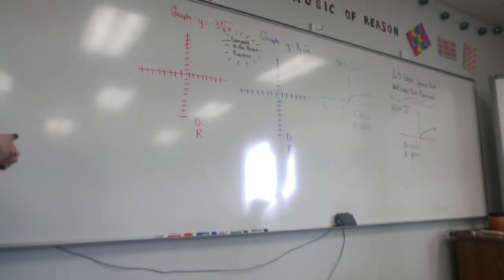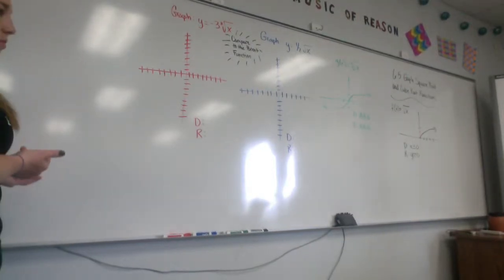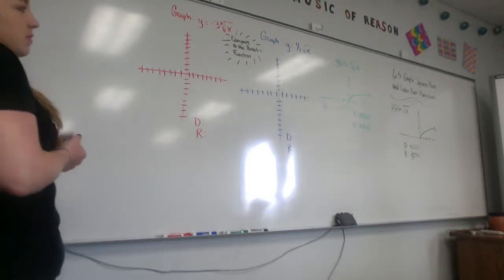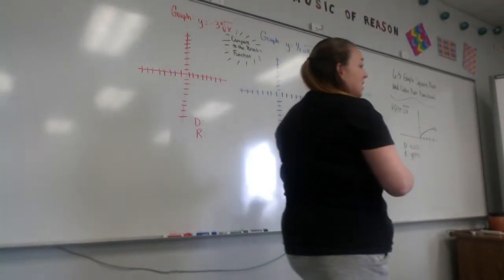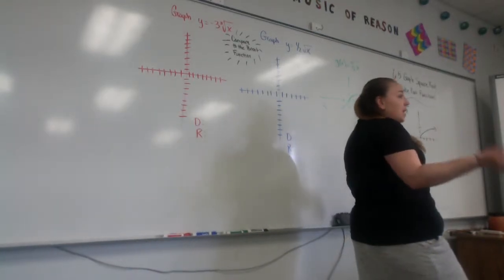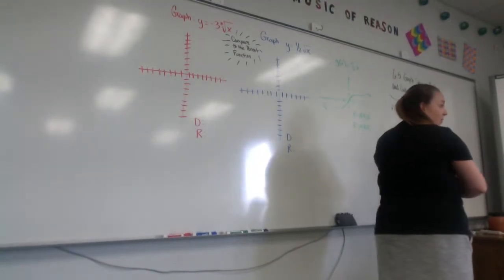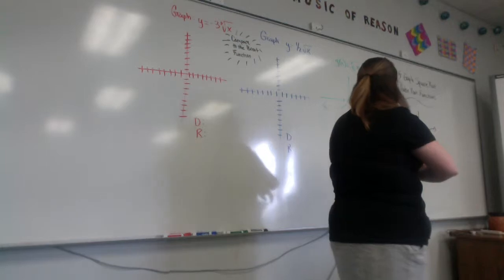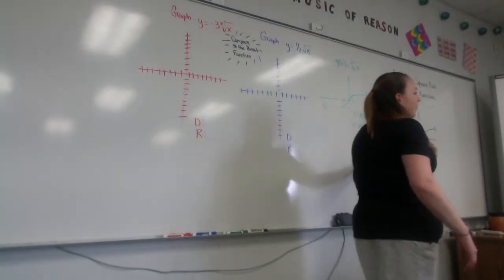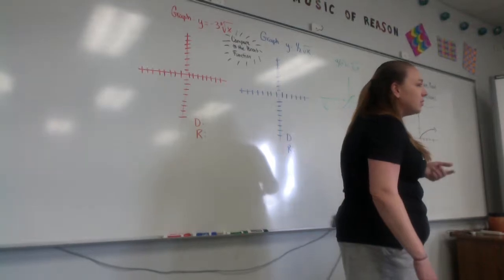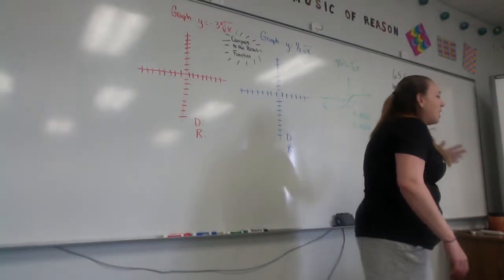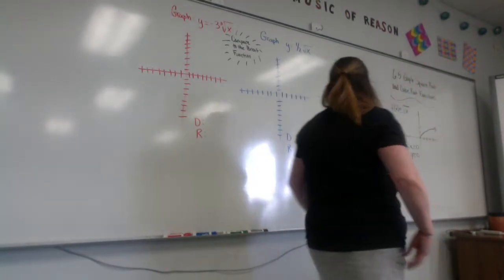When I plug in 1, the cube root of 1 is 1. The cube root of negative 1 is negative 1. The cube root of 8 is 2. The cube root of negative 8 is negative 2. When you are plugging numbers into square root and cube root functions, my suggestion to you is choose numbers you know have a perfect square and a perfect cube. It makes life easier.